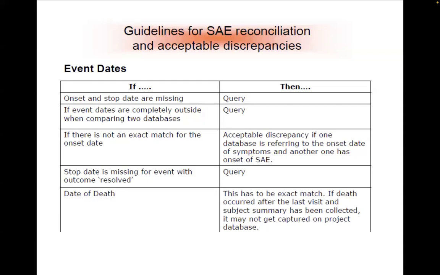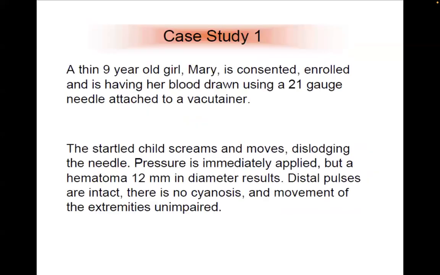You might think, to whom will you generate a query? If there is an issue or an error in the safety database, we will generate a query to the pharmacovigilance team. If the issue is seen in the clinical data management database, nothing but the clinical database, we will generate a query to the clinical database team. And if the stop date is missing for an event whose outcome is resolved, we'll generate a query. So likewise, wherever there is an issue, we will generate a query.